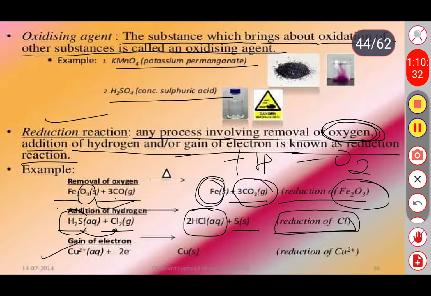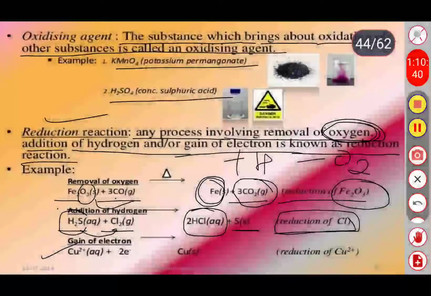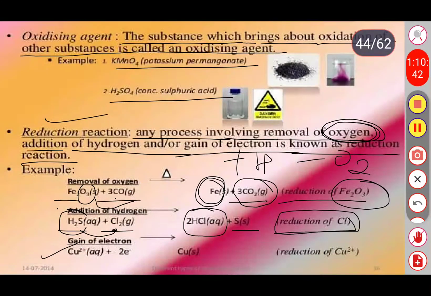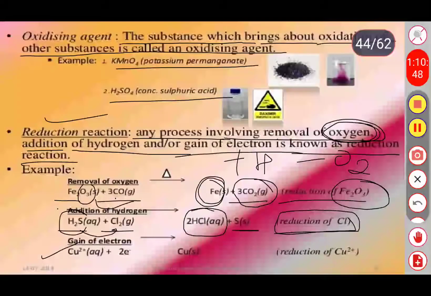Oxidation and reduction always occur simultaneously. If a substance A is oxidized by substance B, then that type of reaction we call a redox reaction. It means both oxidation and reduction occur simultaneously. In the redox reaction both oxidation and reduction take place simultaneously.